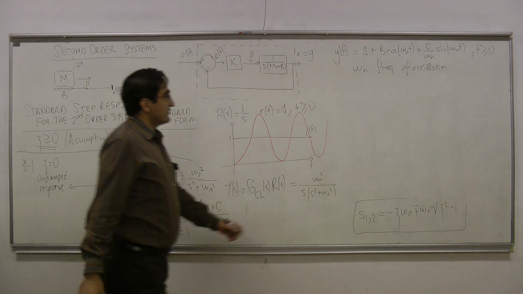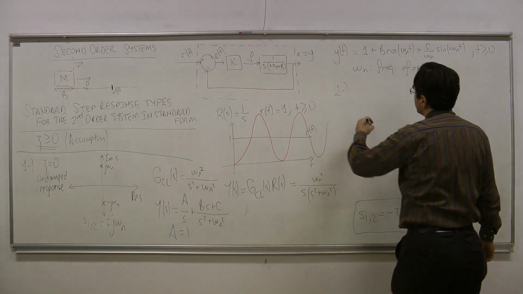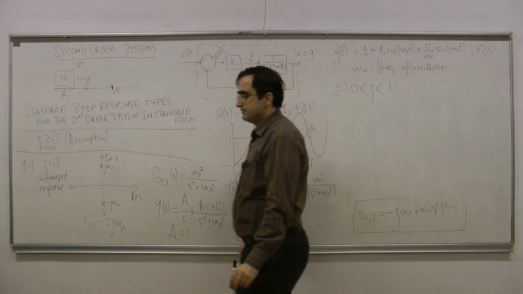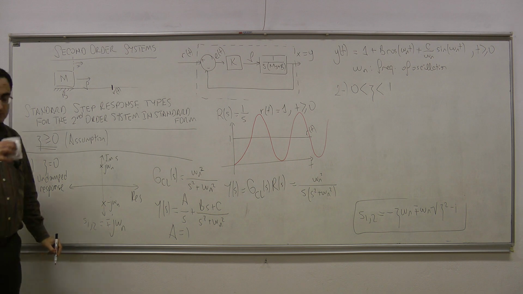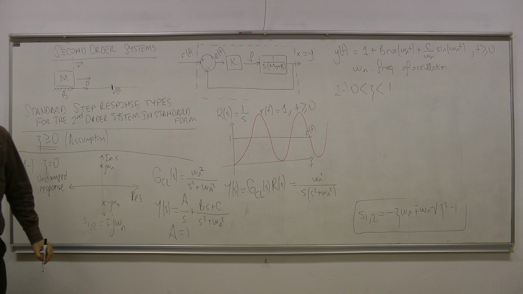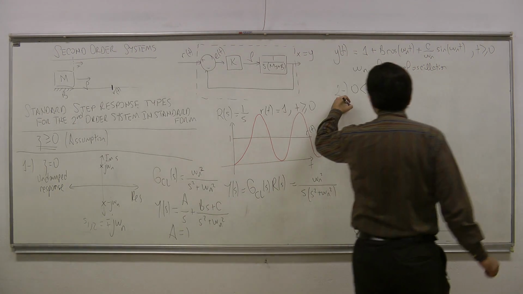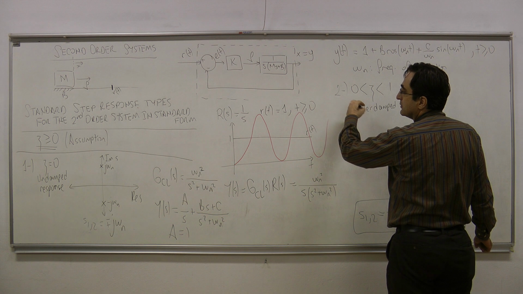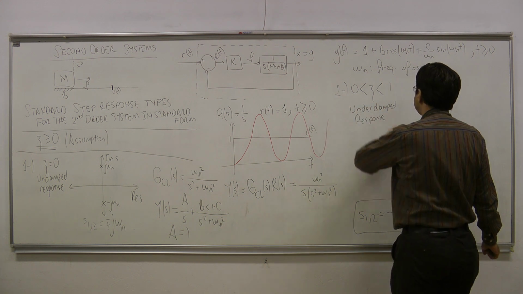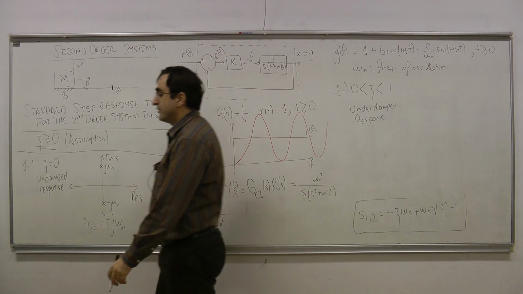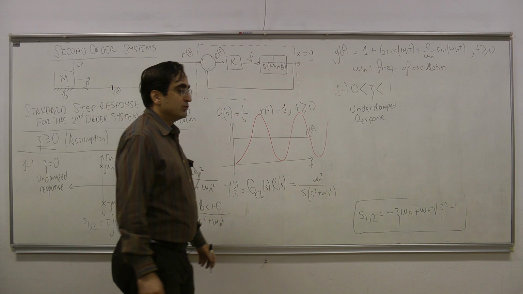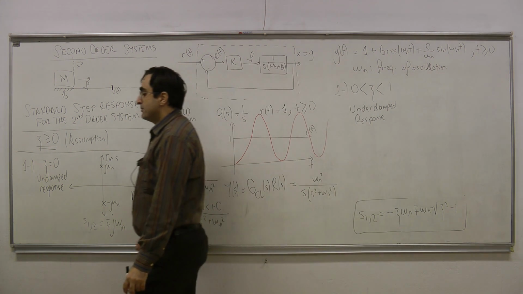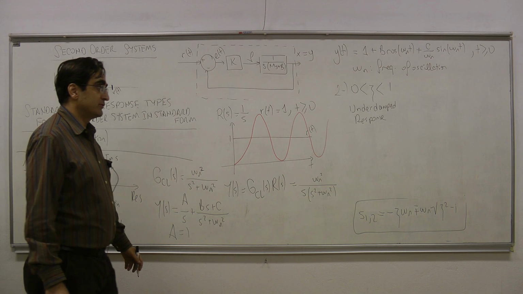Okay? Now the second case that we are going to consider is going to be the case when psi, this damping ratio, is between 0 and 1. Okay? This case also has a specific name, and the name given to it is the underdamped case. Underdamped response. Underdamped means that there is not sufficient damping to stop the oscillations. There is not sufficient damping in the system to actually make the oscillations disappear.